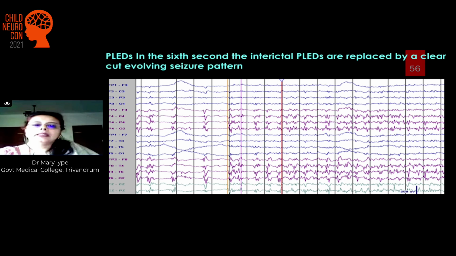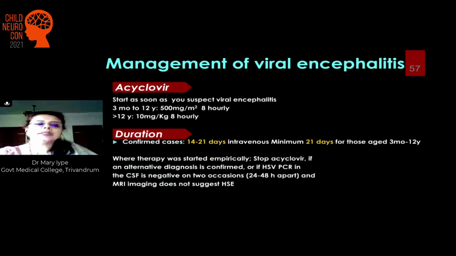The management of viral encephalitis: acyclovir should be started as soon as you suspect viral encephalitis and until you prove that this is not herpes simplex encephalitis. From 3 months to 12 years, the dose recommended is 500 milligram per meter square given 8 hourly, and beyond 12 years, it's 10 milligram per kilogram given 8 hourly. If the child weighs 80 kilos, you should give 800 milligram 8 hourly.